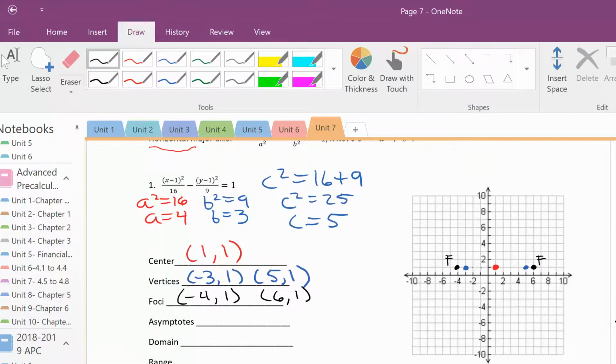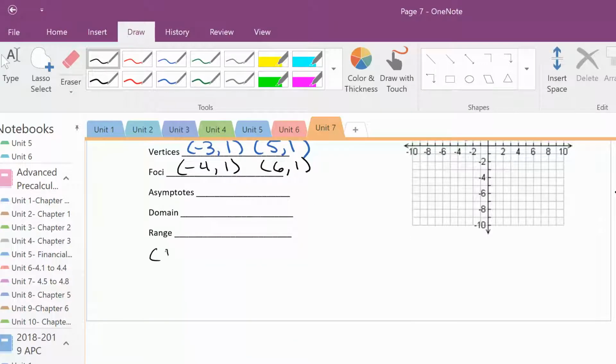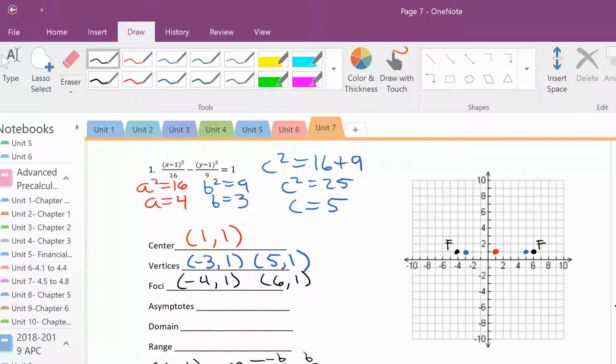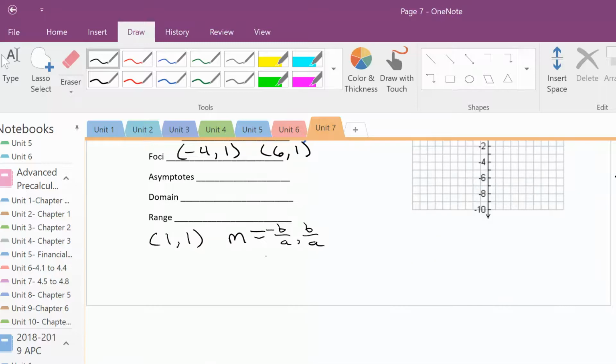The asymptotes, now remember the equations for the asymptotes, you have to use the center, so (1, 1), and then the slope. Remember, if it's horizontal, it's going to be -b over a and +b over a. So in this case, remember the b is 3 and the a is 4, so it's -3/4 and +3/4. So you write your equation of the line, y minus y1 equals m times x minus x1. In this case, m is 3/4.